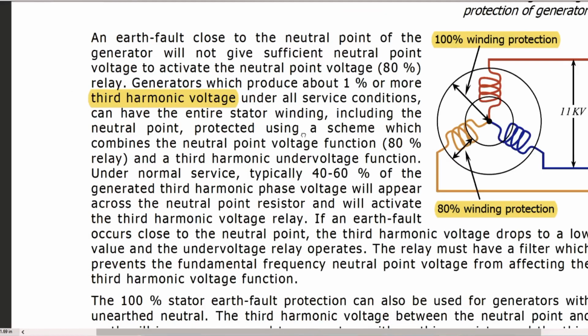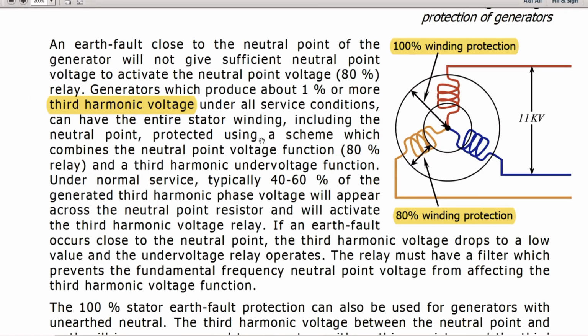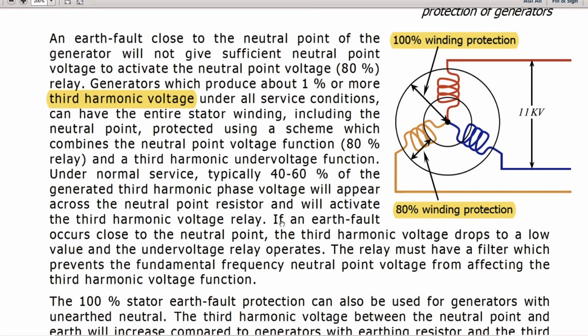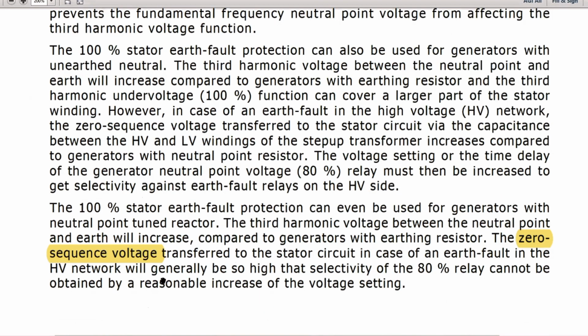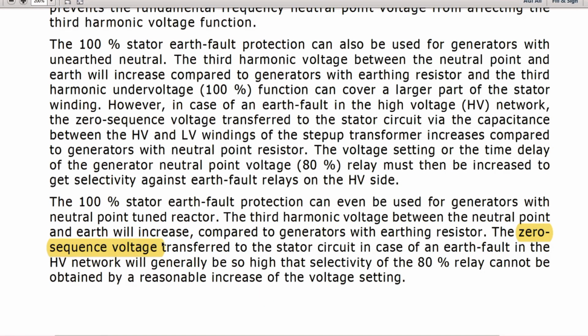And the operating mechanisms of these two protections are different. The 80% winding protection works by measuring the third harmonic voltages, and the 100% winding protection is operated by measuring the zero sequence voltages. As previously I have shown you during unbalancing current, the zero sequence component is more. You can see the zero sequence component, and by measuring that zero sequence voltage, the 100% stator earth fault protection is operated.